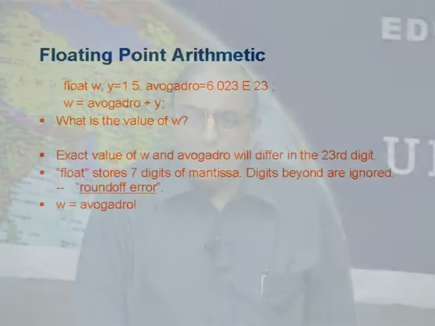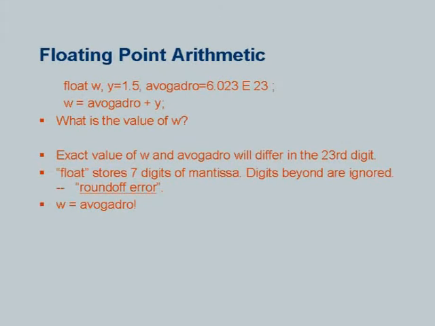So actually there is nothing like 6.023. It's not a fractional number. The actual number is 6023000000, and so on till you become tired of counting, and that is the Avogadro number. What is being illustrated in this small example is what would happen if to such an Avogadro number I add a value 1.5. So here we say W is equal to Avogadro plus Y. In actual practice, if we were to add these two numbers, you know what would happen?